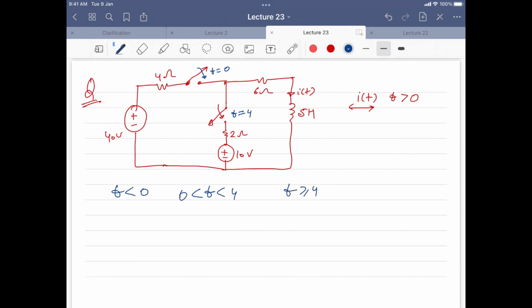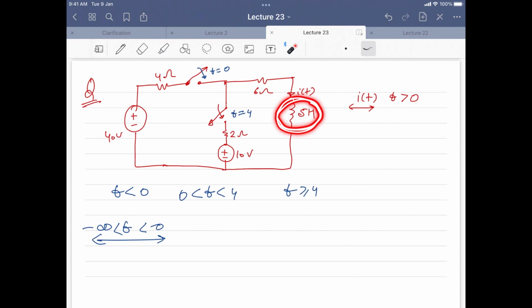So in t less than 0, all of you will agree that only this switch will be there, right? This will be there, and this switch will not be there. So for t from minus infinity to 0, the circuit is in steady state. So what will be the inductor state? Will it be short or open?